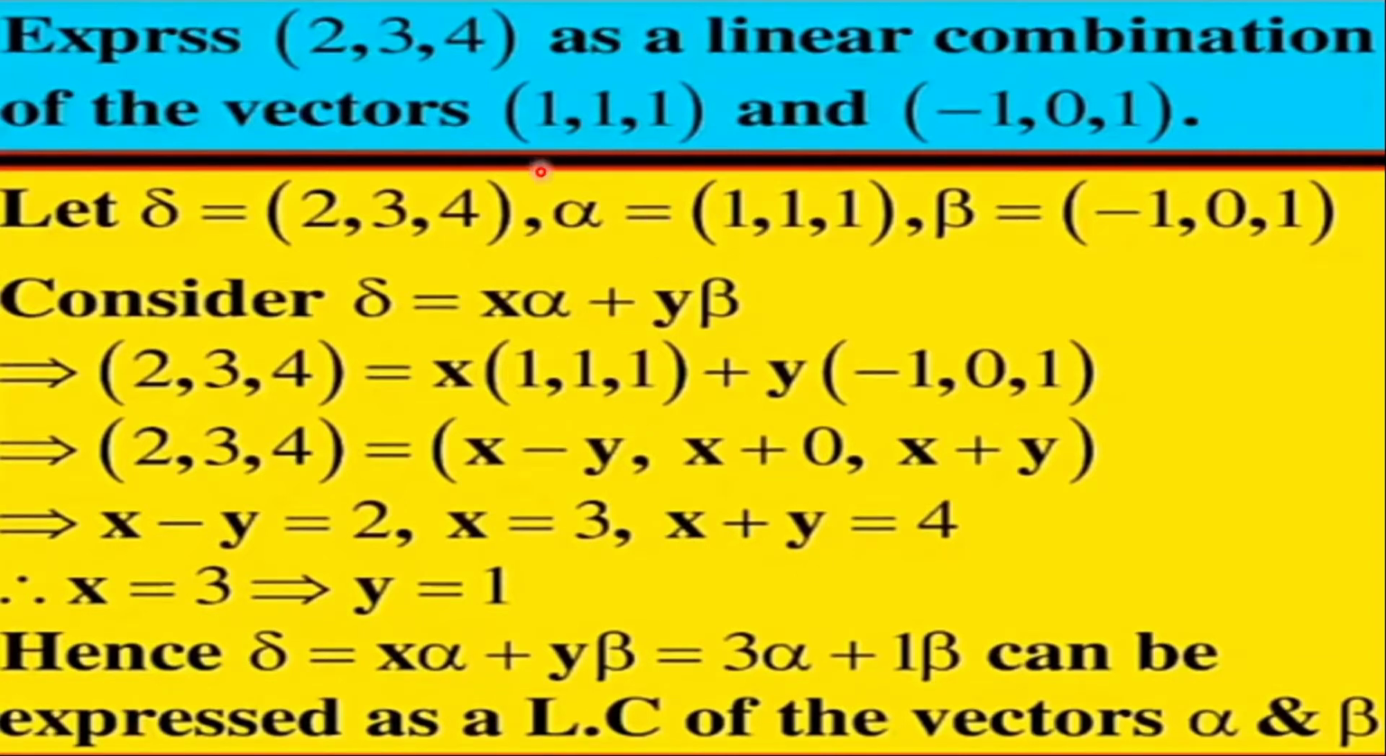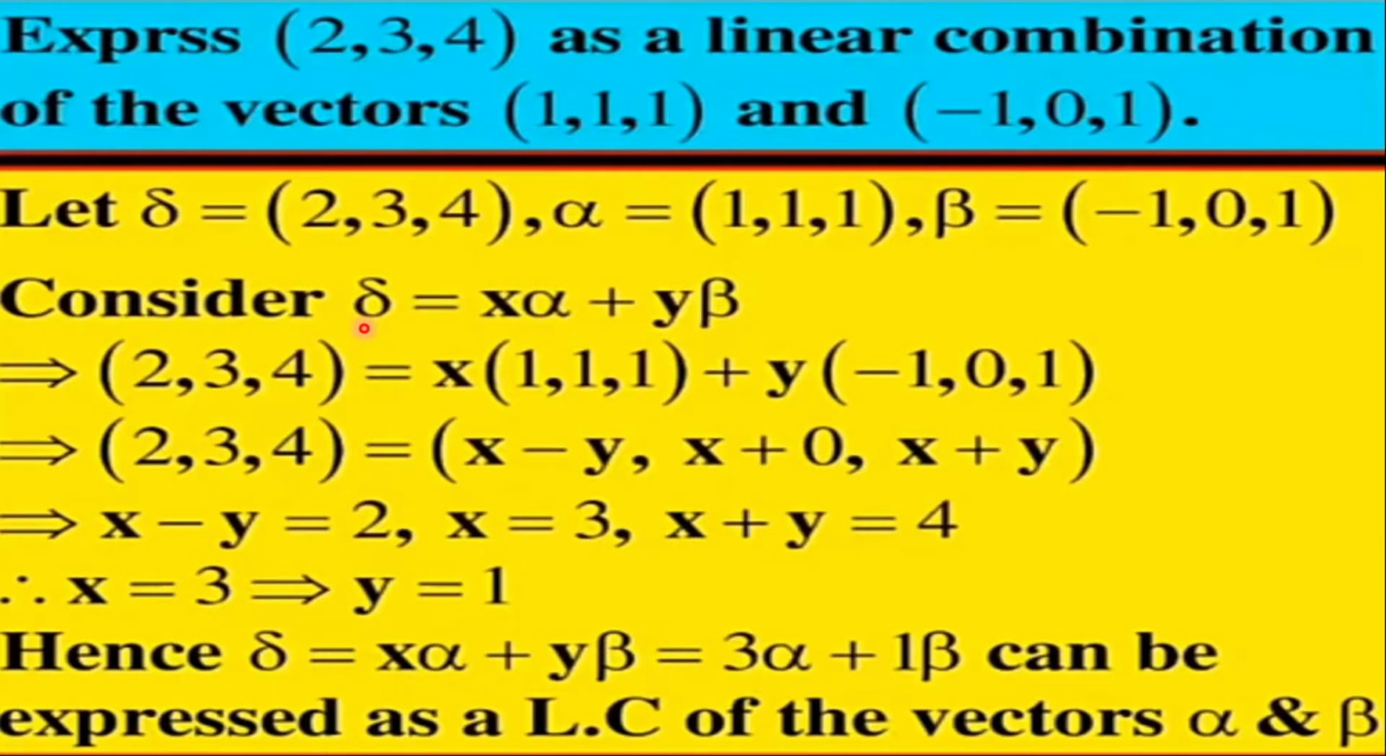Now see one problem. Express the vector (2, 3, 4) as a linear combination of the vectors (1, 1, 1) and (-1, 0, 1). Let delta equal (2, 3, 4), alpha equal to (1, 1, 1) and beta equal to (-1, 0, 1). So our problem is we can express the vector (2, 3, 4) as a linear combination of these two vectors, that is alpha and beta.